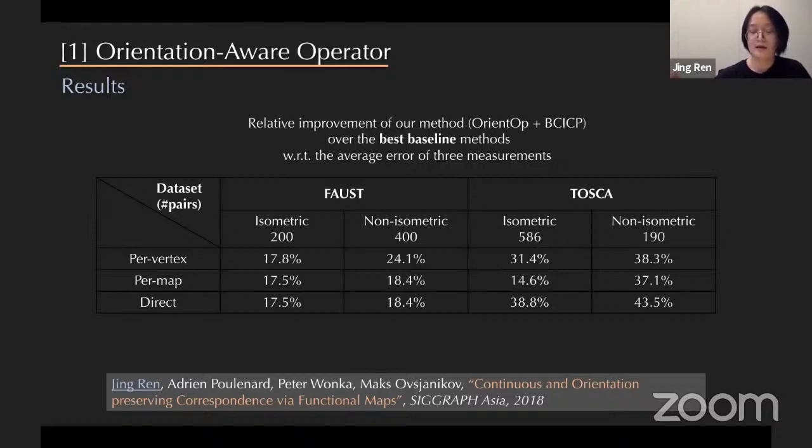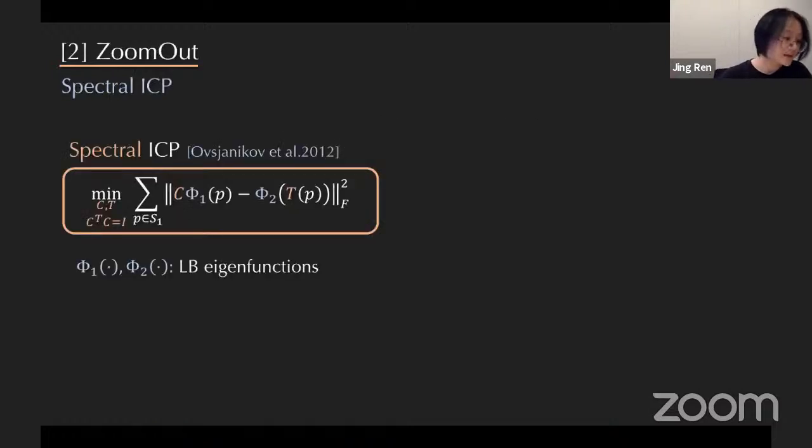We just apply it for shape matching and check it on the Faust and Tosca dataset, and we compare it to the existing methods for shape matching. It shows that our new method indeed better promotes the orientation of the maps, and it also improves the accuracy of the computed point-based maps. So this is a collaborative work with Altlian, Peter, and Max. Yeah, so this is the first project.